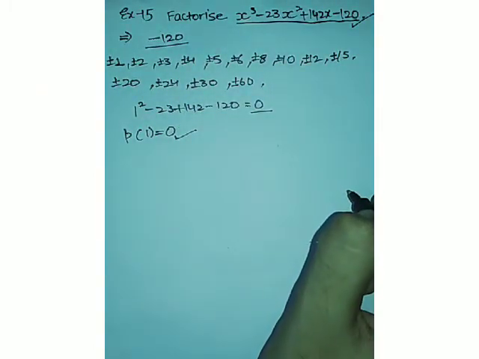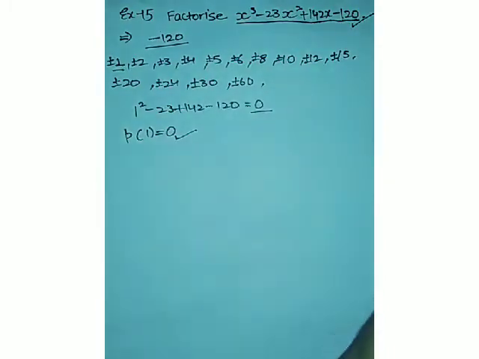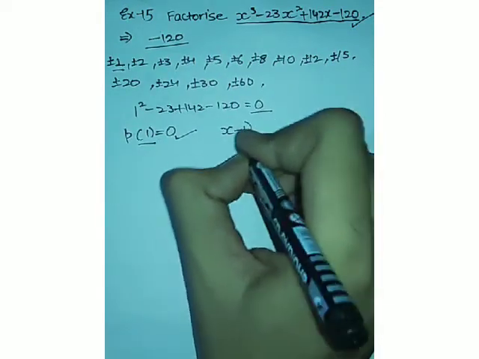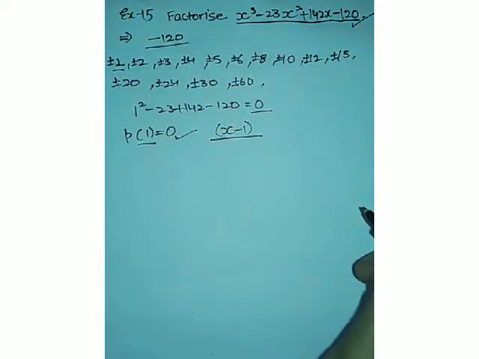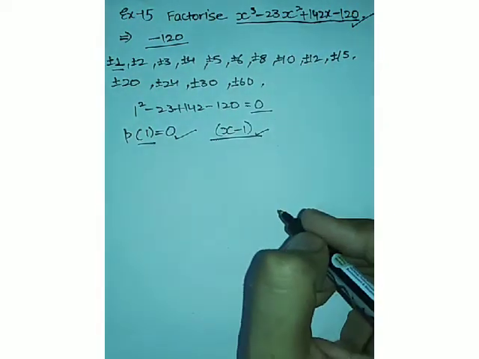It was easy, but it's not necessary that in every cubic polynomial you will find the first integer or real number as the factor. So just be prepared, because sometimes a complicated cubic polynomial can also be there in your exam. So p of 1 is 0. It means one factor is x minus 1, right? Now one factor of our given polynomial is x minus 1.